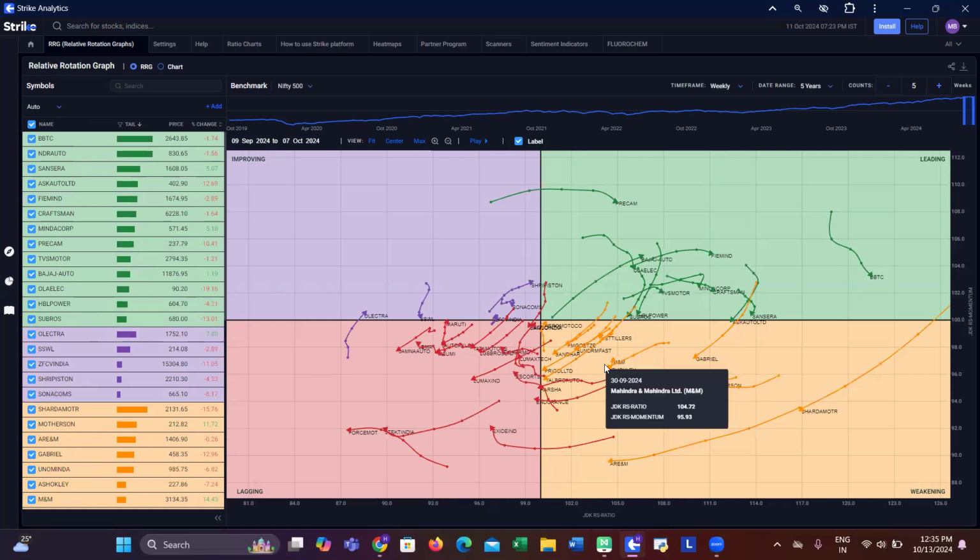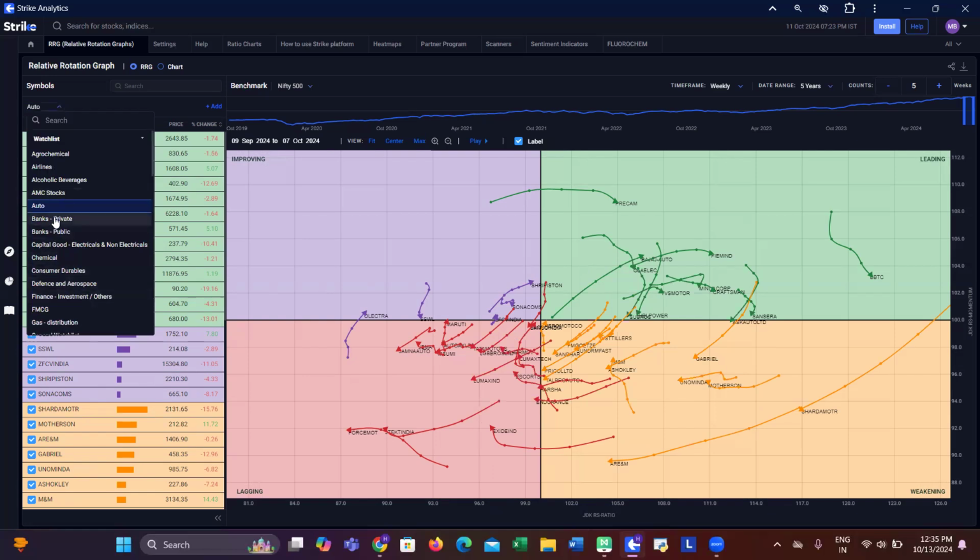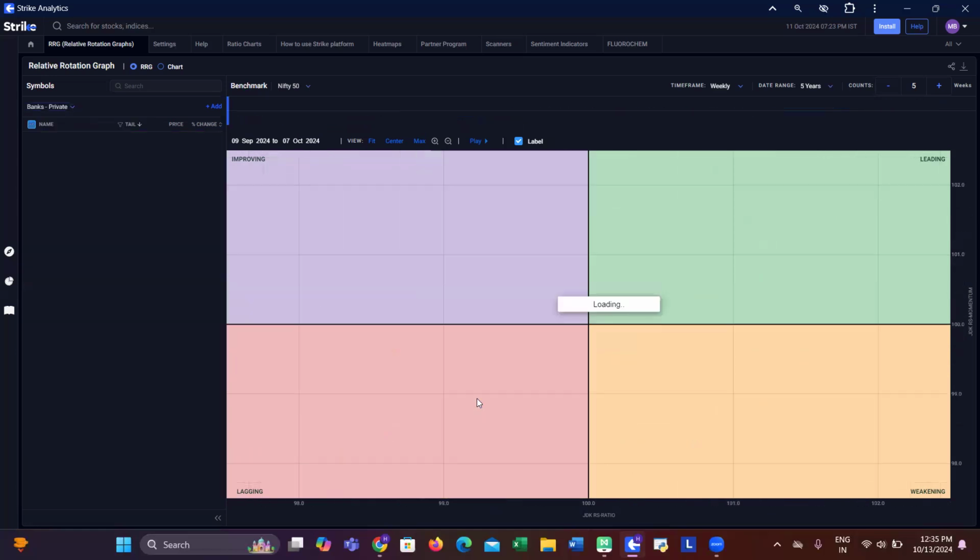Some of them are moving from weakening to leading, and most of them are in lagging at the moment, and some of them are in improving. So very interesting to see if there is any further improvement in the auto sector. So you want to see private bank?